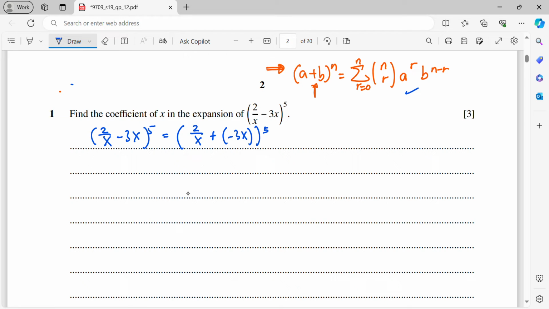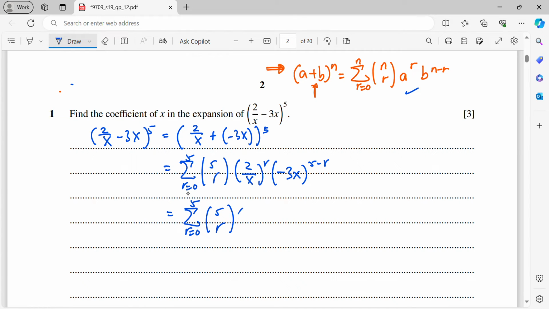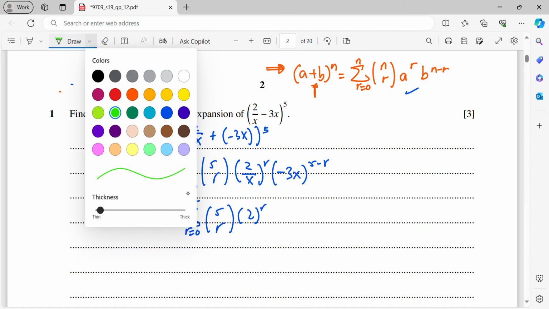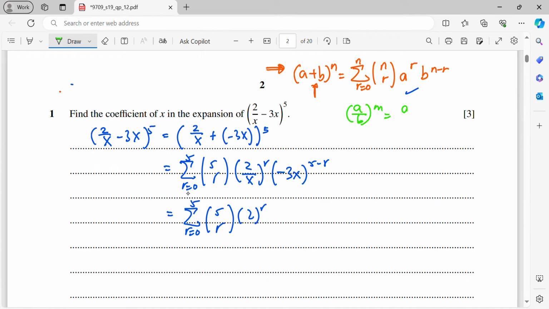I will write in this form: 5Cr, first term to the power of r, second term to the power of 5 minus r. Then I will split the terms. So you are getting 5Cr, because we have a formula: (a over b) to the power of m is a to the power of m over b to the power of m. It means the power can be brought inside. So I supposed to get 1 over x to the power of r, but 1 over x is actually x to the power of negative 1. For the minus 3, I will write to the power of 5 minus r, and then x to the power of 5 minus r.